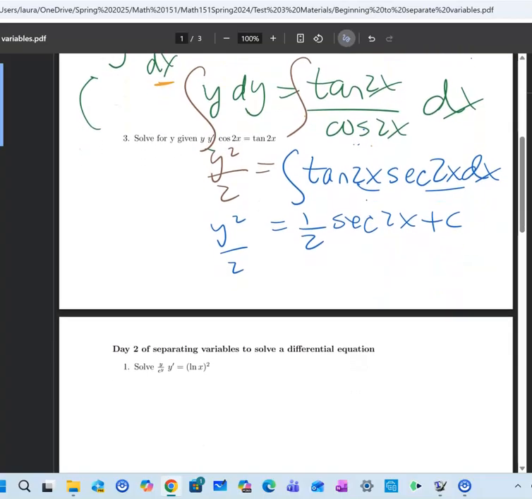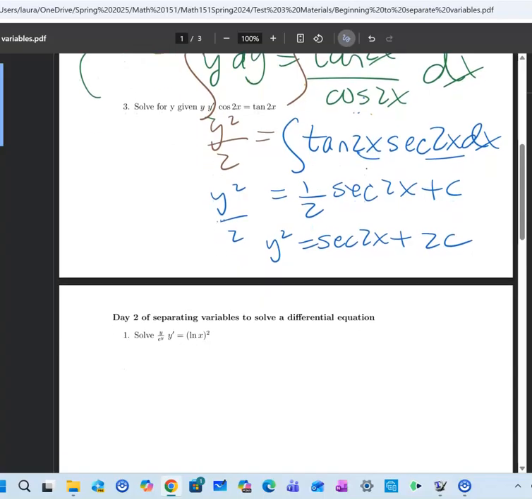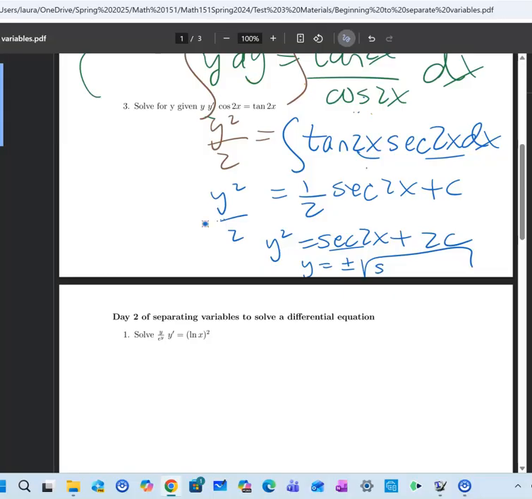Okay, the last part I need to do is solve for y. So I get y squared is equal to secant of 2x, and I can put 2c in there, it doesn't matter. Then I'm going to take the square root of both sides, so I'll get y is equal to plus or minus the square root of secant of 2x plus a 2c. And soon we'll be given information to solve for the c.